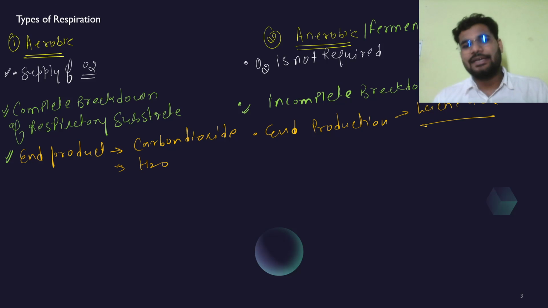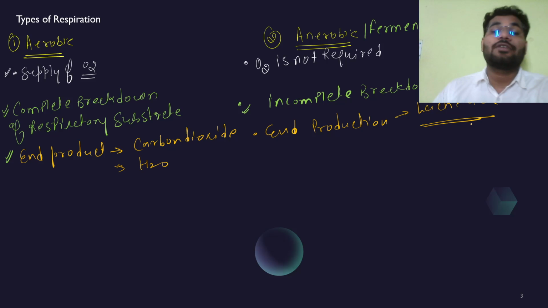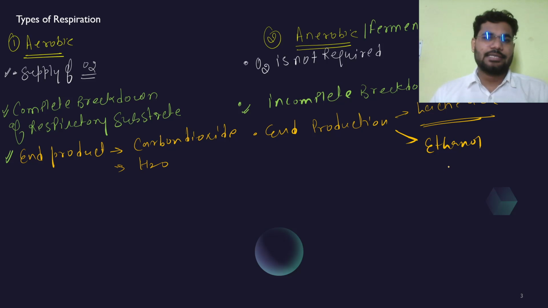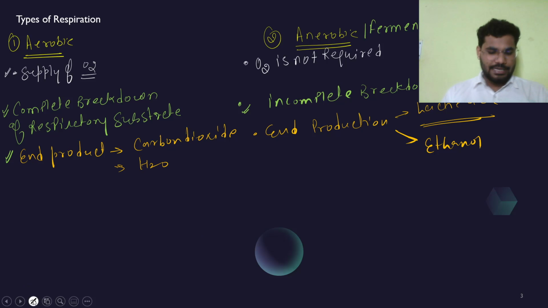We can also classify respiration on further division, like anaerobic can be lactic acid fermentation or ethanol fermentation, where ethanol may be produced. Lactic acid is produced in our case. Ethanol is produced by bacteria and many yeasts. Mainly yeasts are the ones that help in the production of ethanol. So that is another comparison on the basis of end product.